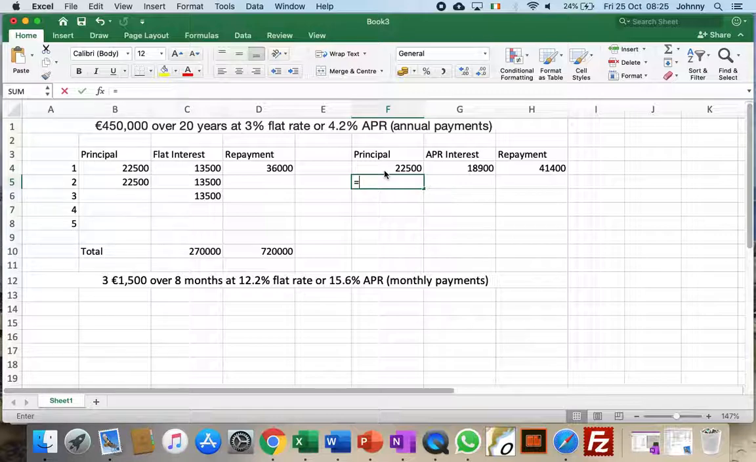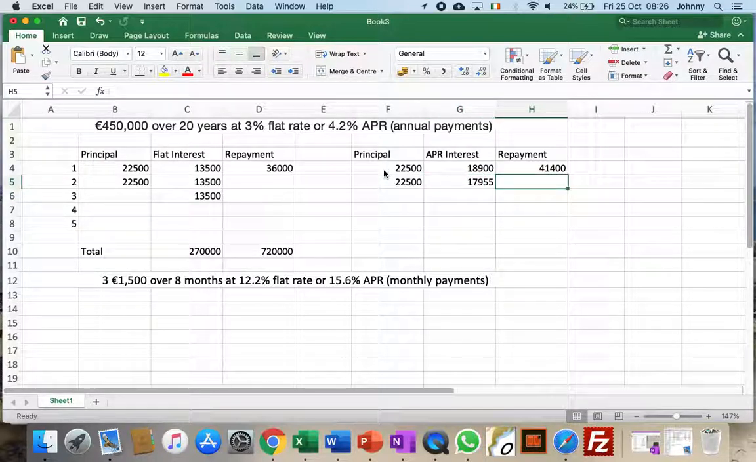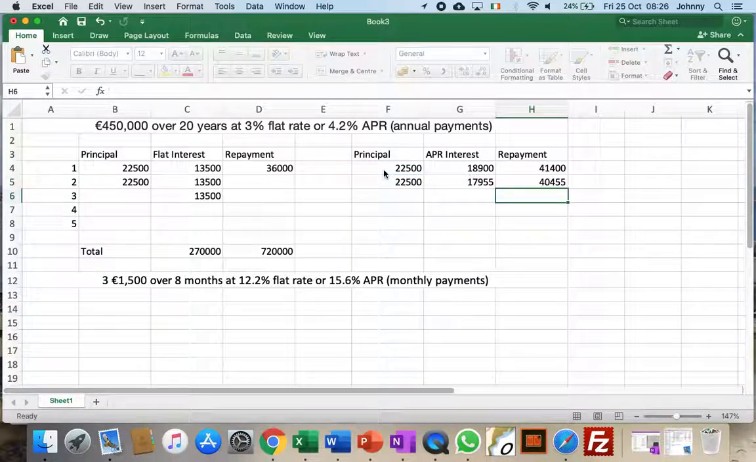The next year, I'll repay 22,500, but during the whole of that year, I would have paid off 1/20th from the previous year. So during that year, the amount that I owe is 450 grand minus 22,500. So I owed 450 at the beginning of the first year, and I've paid off 22,500. So that number, I'll multiply by the interest rate, which is 0.042 or 4.2%. So you notice that the interest has gone down. Why has the interest gone down? It's gone down because we have paid off some of the principal.